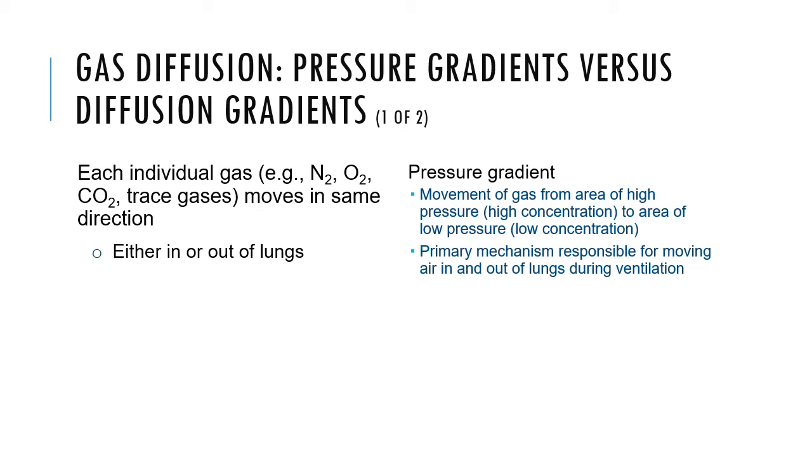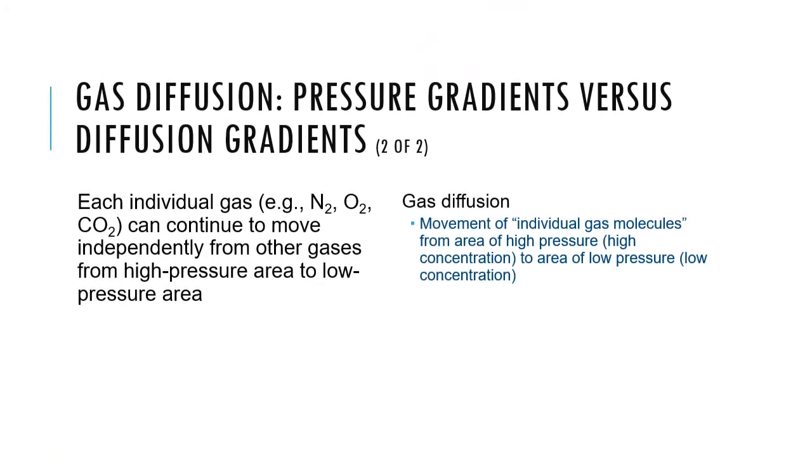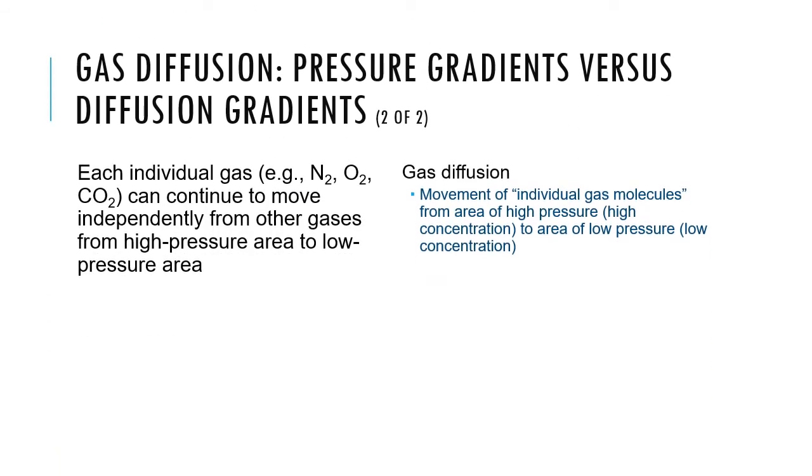On the other hand, gas diffusion is a little bit different. Gas diffusion is defined as the movement of individual gas molecules from an area of high pressure or high concentration to an area of low pressure or low concentration. In other words, each individual gas, nitrogen, oxygen, carbon dioxide, trace gases, can move independently from the other gas molecules from an area of high pressure to an area of low pressure.